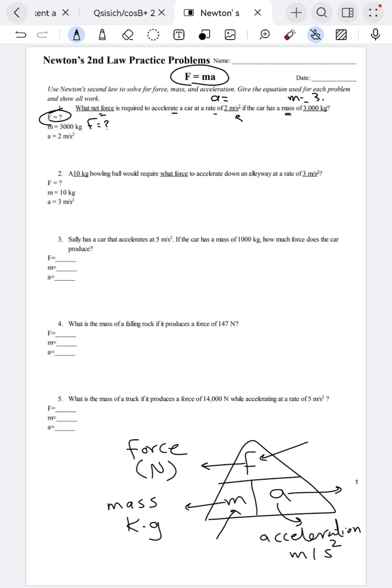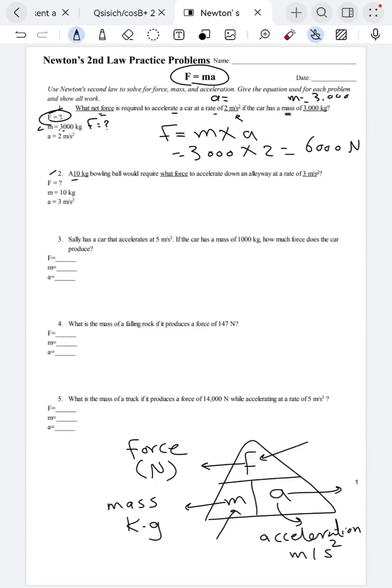3,000, sorry, he put 3,000. So he's asking what the force is, so here the force is unknown, mass is 3,000, and acceleration is 2. How can I calculate the force? I can say that force is equal to mass times acceleration. Mass here is 3,000 times the acceleration, which is 2, so I can multiply 3,000 times 2, which is equal to 600, and don't forget to put the unit, which is Newton. Okay, what about the second one here?